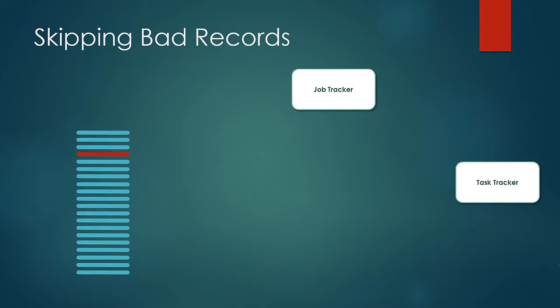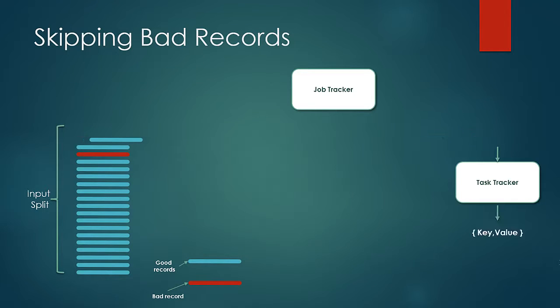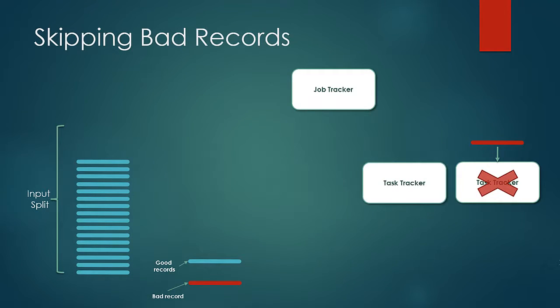Let the lines signify the input records in the input splits, with blue lines as good records and a red line as a bad record. The task tracker would process all the good records to produce key value pairs. As it reaches the bad record, it would fail. Observing this, the job tracker would relaunch the task on another machine to ensure that the underlying hardware or software configuration is not the cause of the error. The task would process all the good records and would fail at the bad record again.